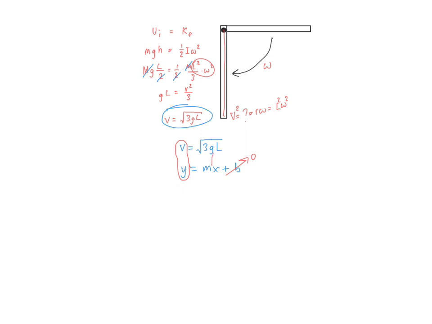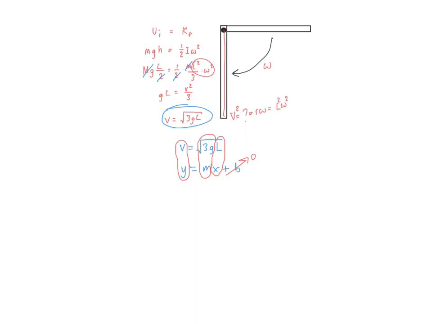On the x-axis, you're plotting the square root of L, since the L is under a square root sign, which would have units of square root of meters. And in that case, when you find the slope of the graph, the slope of that graph would equal the square root of 3g.